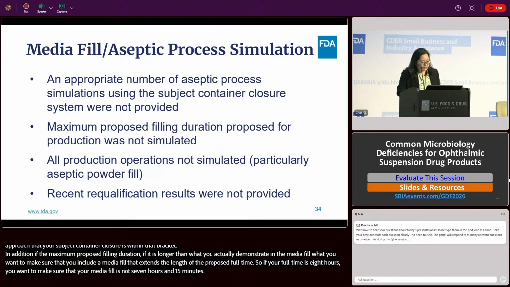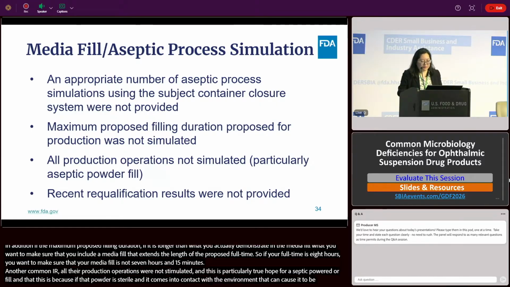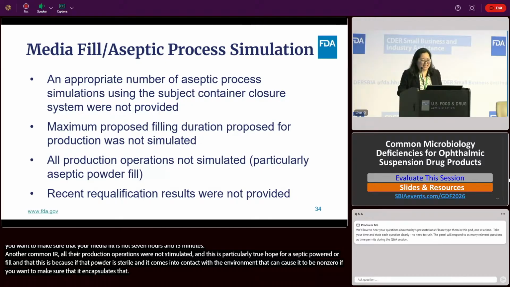Another common IR is that all the production operations were not simulated. This is particularly true for aseptic powder fill, because if that powder is sterile and it comes in contact with the environment, that could cause it to become non-sterile, so we want to make sure to encapsulate that. And then again, as I said in a bunch of other slides, if your initial validation was performed quite a while ago, you also need to provide a recent requalification result. Typically for media fill, this would be every 6 months.